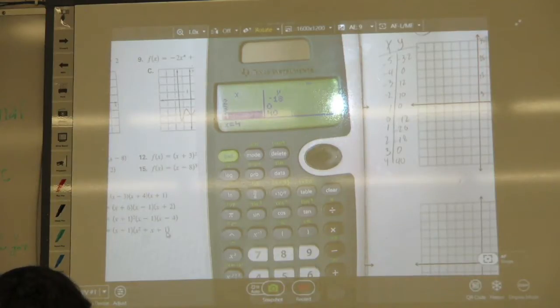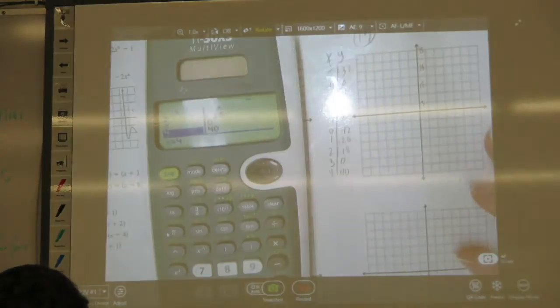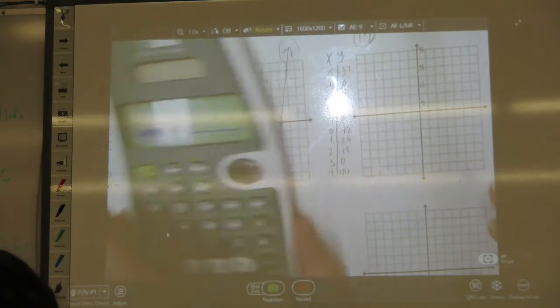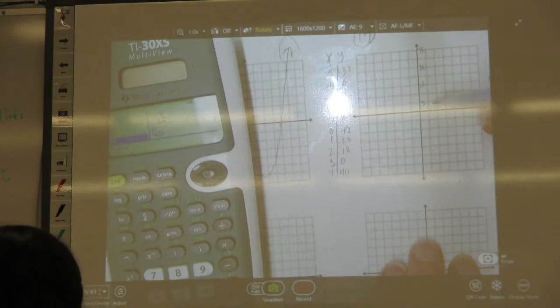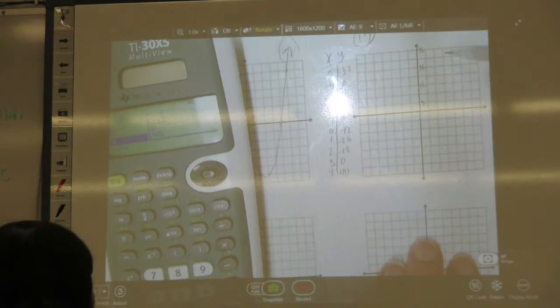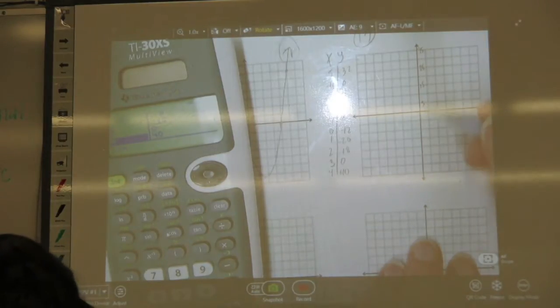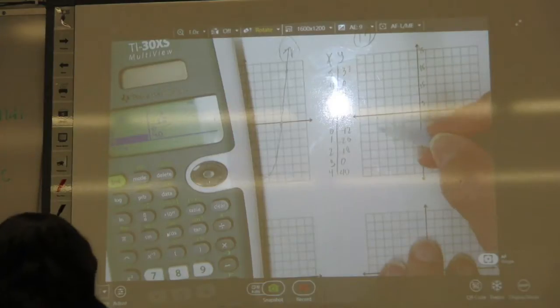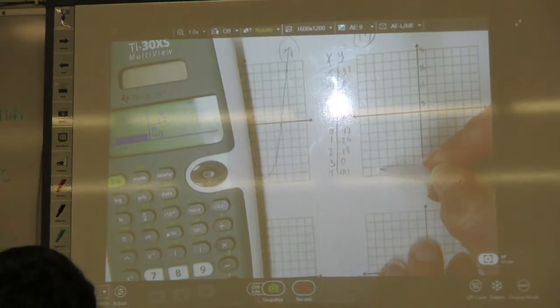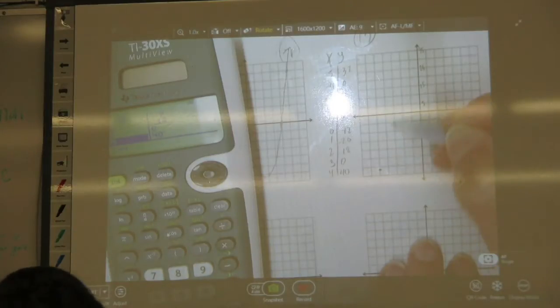1, 2, 3, 4. Oh, I probably should go by 2s. I'm only changing the y-axis, guys. I'm keeping 1s on the x-axis. So I'm just changing the value of the y-axis scale. So it'd be 5, 15, 20.